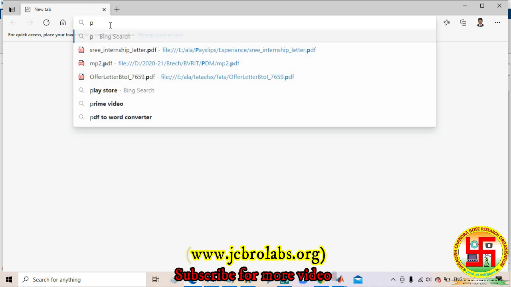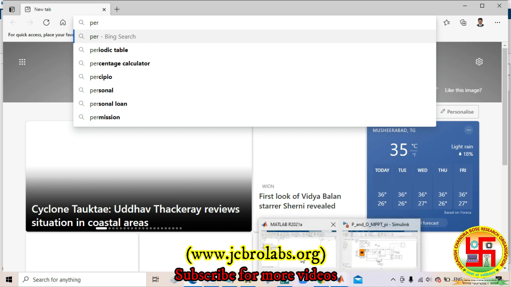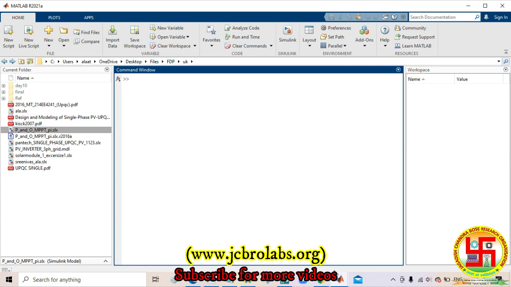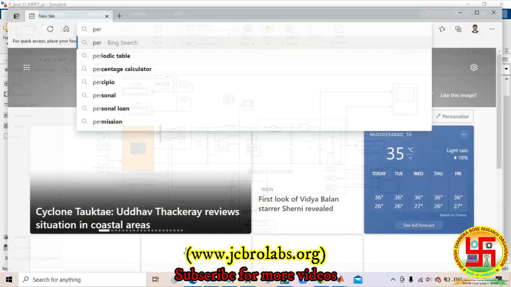So that is the perturb and observe MPPT algorithm flowchart. Now we will see how to design that flowchart.